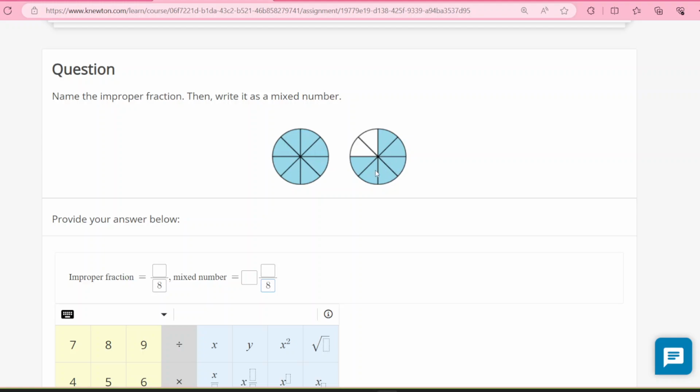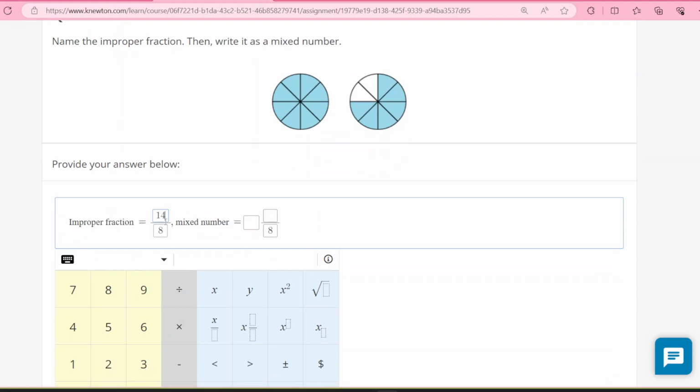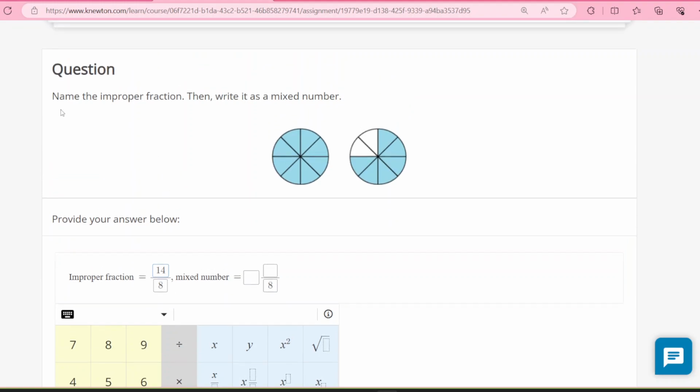Well, that's 8 here, 6 there. That's 14 out of these 8 that are shaded in. So the improper fraction representing this picture is 14 out of 8, 14/8. Right? 14/8 are filled in. Now that is not simplified. Now they're not saying in the instructions to simplify the fraction, because 14 and 8 have a common factor. 14 is 2 times 7, 8 is 2 times 4. So this is reduced to 7/4.